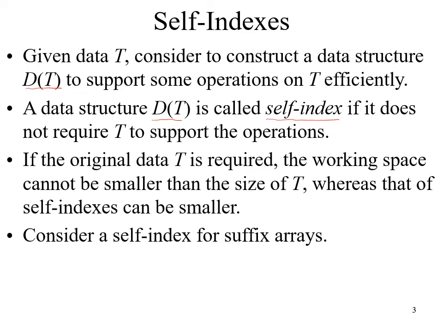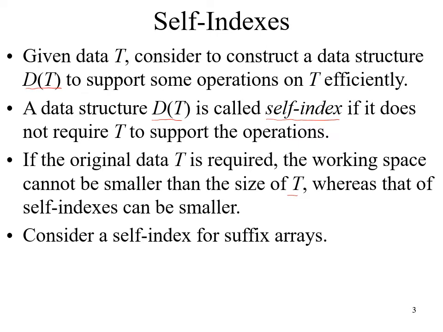If the original data T is required to support some queries, then the working space cannot be smaller than the size of T, of course, because we have to store T. Whereas the size of self-indexes can be smaller than T, if we have some algorithm to support the queries which does not require T itself.